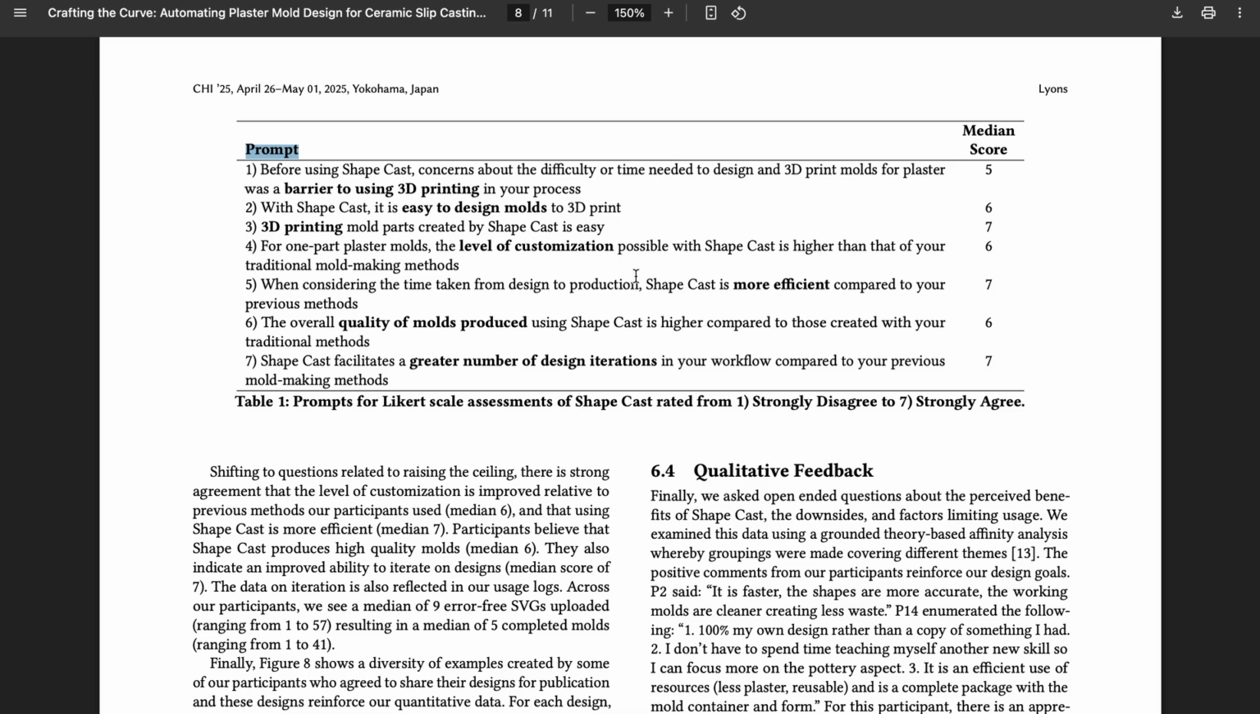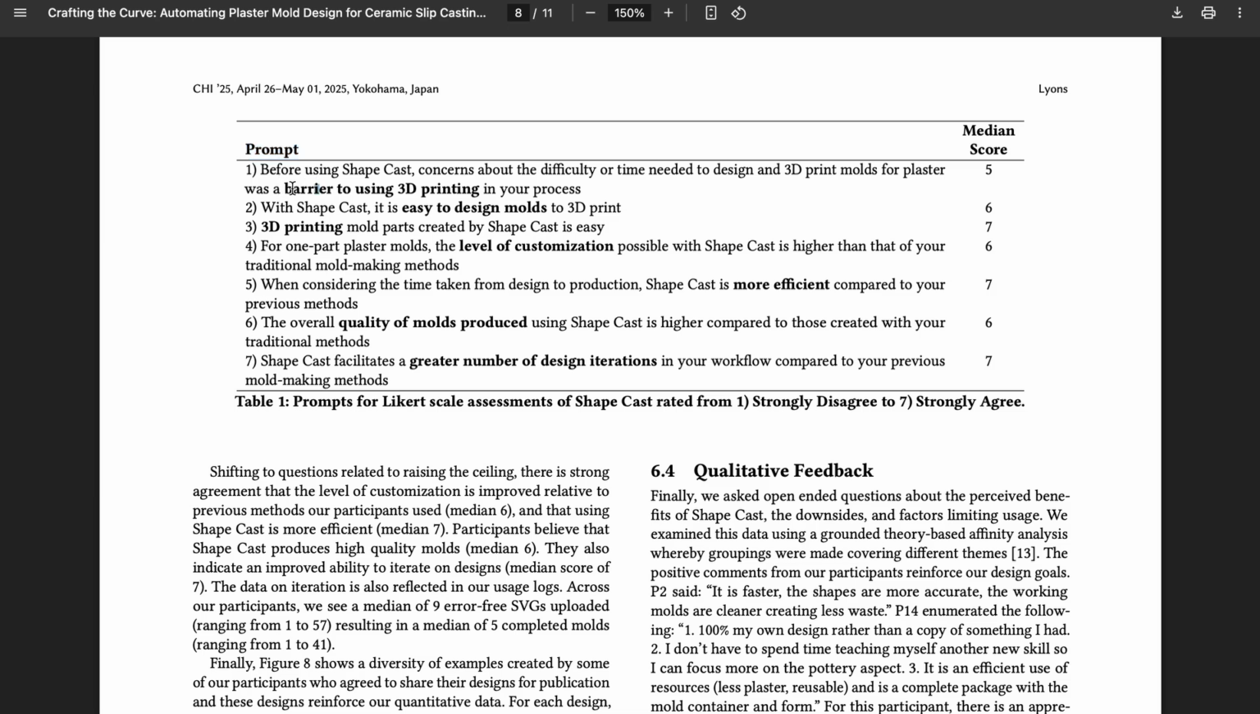And then the ceiling is the opposite end of that. Basically, what is the system capable of? Are we limited in some way, or can we do everything just as well? So there was a survey that asked a bunch of questions, basically on a scale of 1 to 7, how well you agree. And all of the scores basically wound up being towards the top, which is good. It means that Shapecast was doing what I wanted.